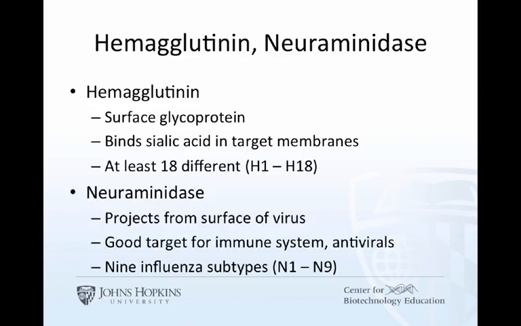Neuraminidase is an enzyme that breaks down sialic acids. It protrudes in a mushroom-like shape from the viral surface, making it a good target for the immune system. Neuraminidase inhibitors have been used as antiviral drugs. The 9 known influenza subtypes can be numbered N1 through N9.